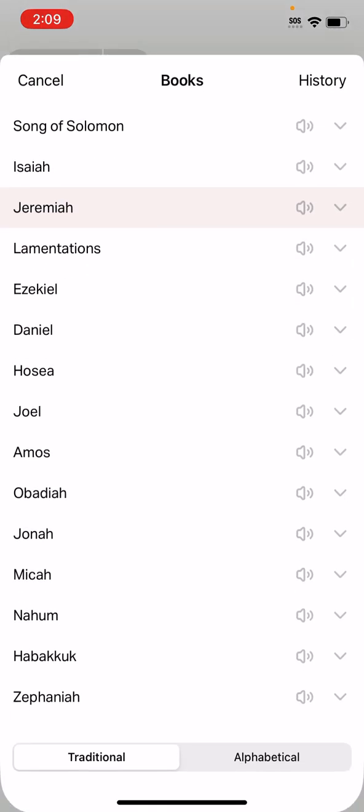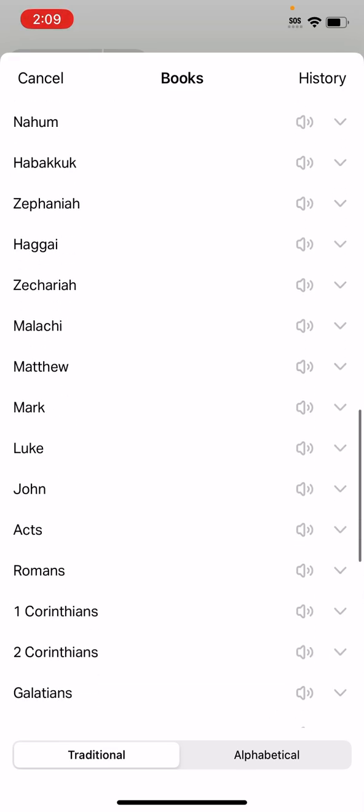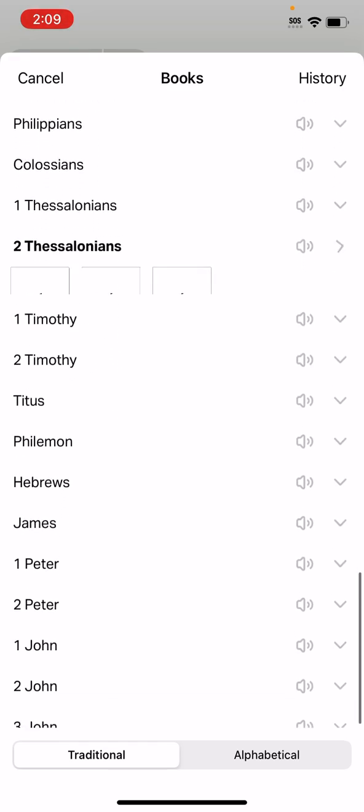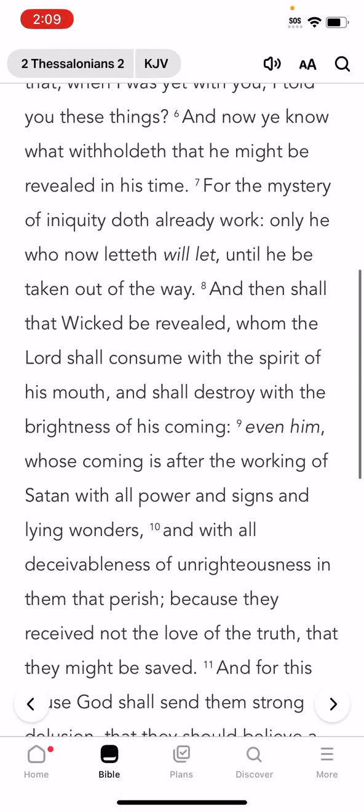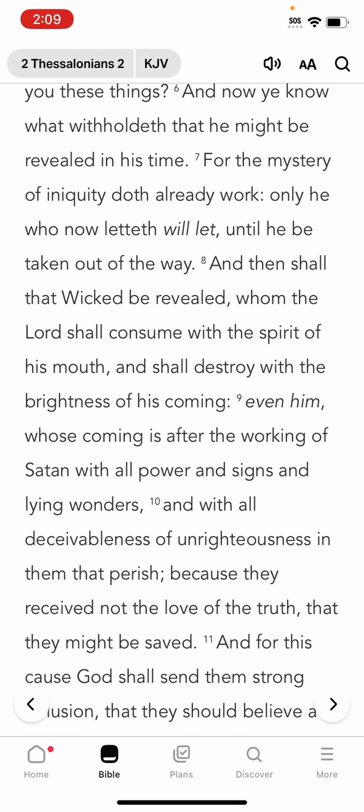Actually, it just makes me think of another scripture real quick. I'm going to get this one, then I'm going to go to the other. 2 Thessalonians chapter 2, I'm really just going to go to the point. 2 Thessalonians 2:7: For the mystery of iniquity doth already work; only he who now letteth will let, until he be taken out of the way. And then shall that Wicked be revealed, whom the Lord shall consume with the spirit of his mouth, and shall destroy with the brightness of his coming.